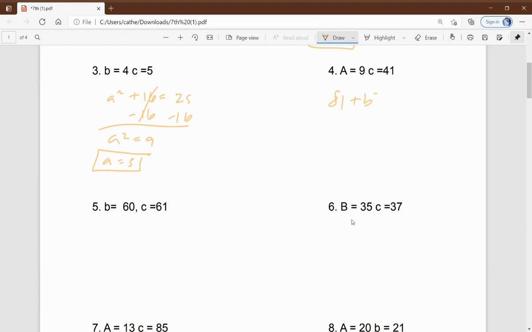A squared, which is 81, plus B squared equals 41 squared, and 41 squared is 1,681. We're going to subtract 81. So B squared equals 1,600. And if we were to square root 1,600, we would get B equals 40.